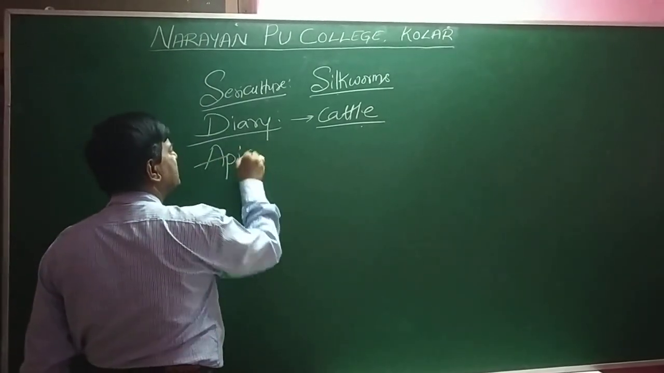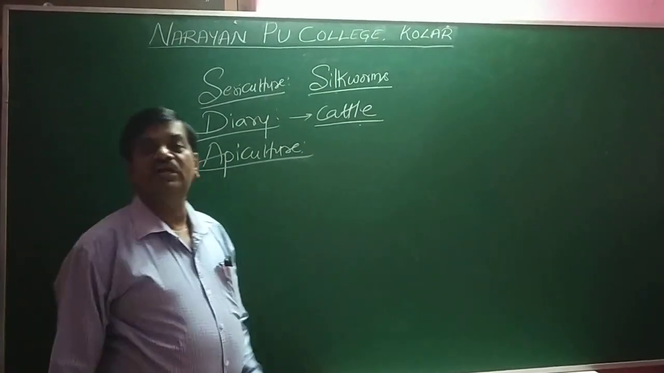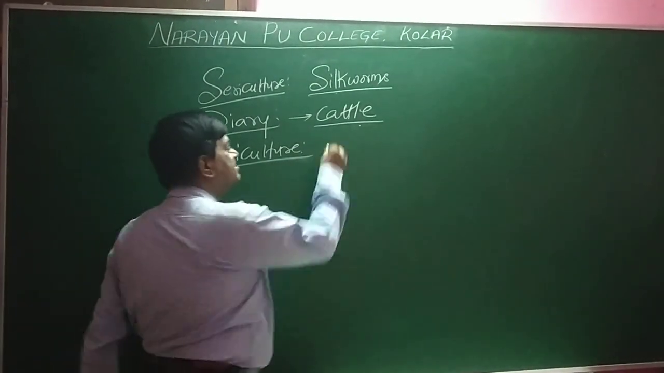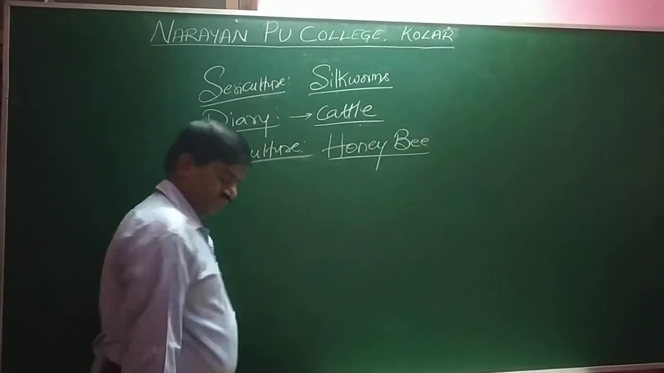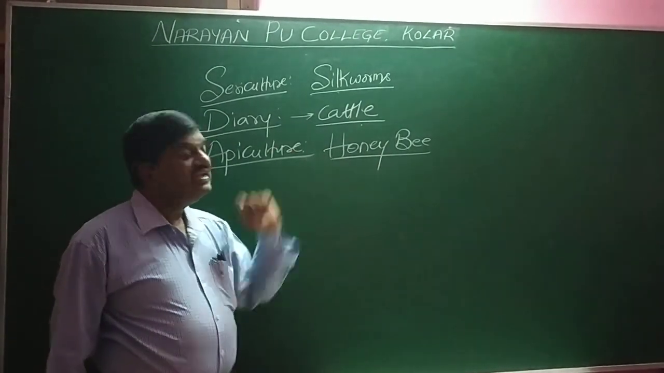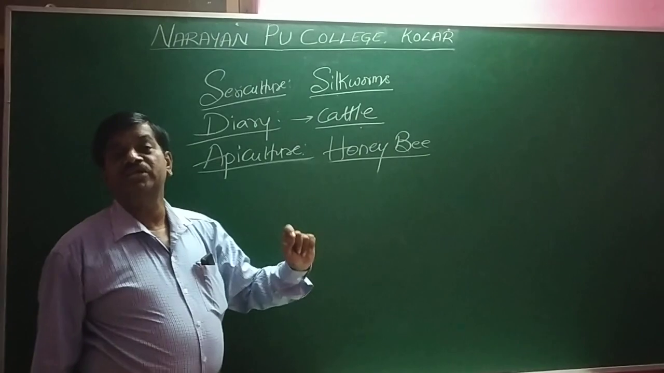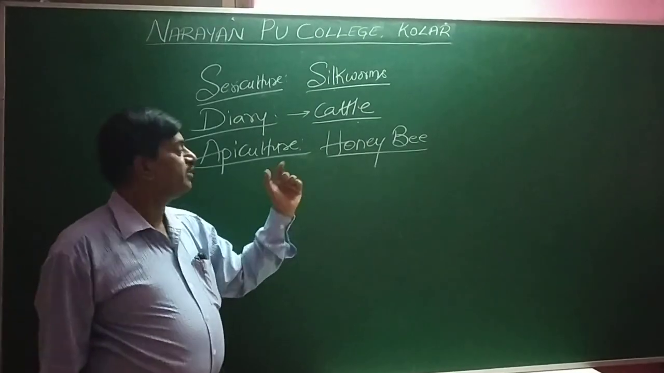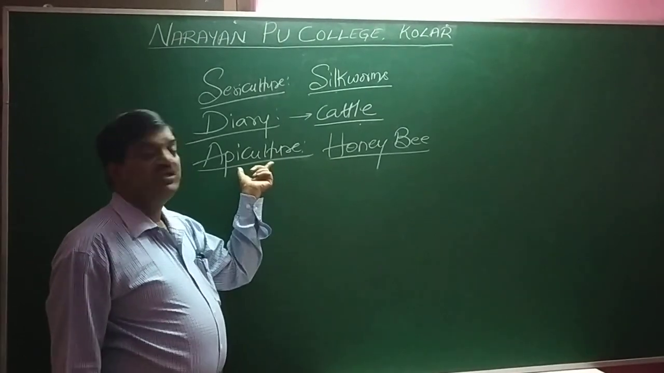Now we will go for one more branch called apiculture. Apiculture is rearing of honeybees. Honeybees are called Apis dorsata or Apis indica, the little bee. Like this, there are many bees, and these bees help in pollination as well as in collecting honey so that the honey can be used. That is how to rear honeybees. We are going to study this under apiculture.